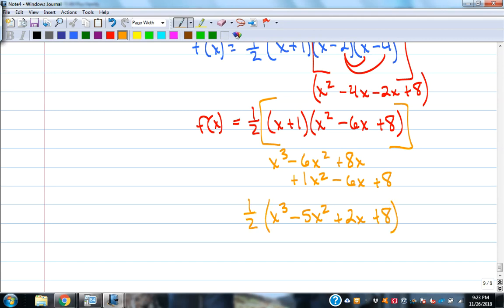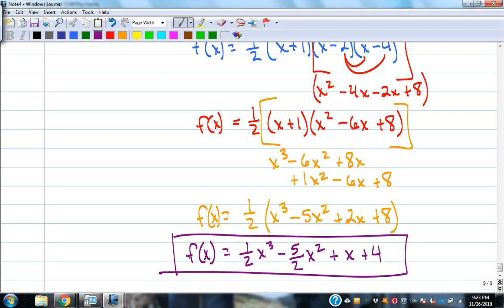And I still got the 1/2 that's in front. That's the last step, is the 1/2. Distribute the 1/2 to everybody. So that's 1/2 x to the third minus 5 over 2 x squared plus half of 2 is 1, so that's x. Half of 8 is 4. And whoop-de-doo, we got a polynomial.